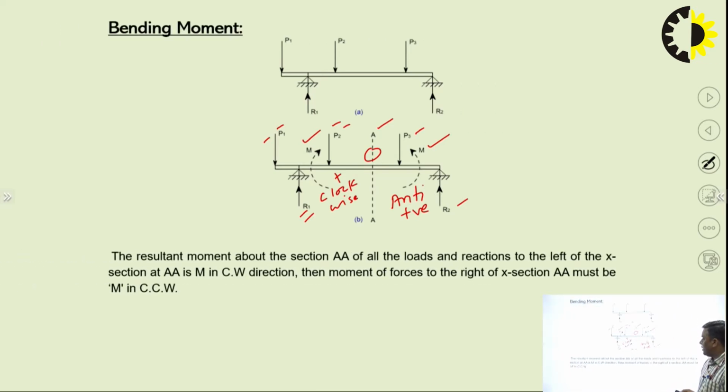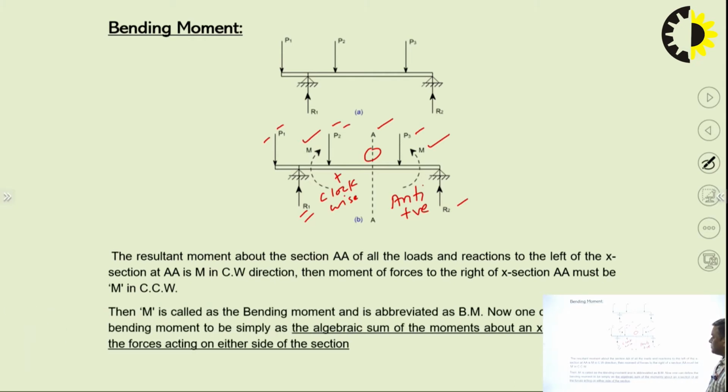So it is written over here. The resultant moment about the section AA of all the loads and reactions left of the section AA is M in clockwise direction. The algebraic sum of the moments about a section of all the forces acting. I have already discussed all these points, whatever is written here. It is only for reference, so you can read that also.